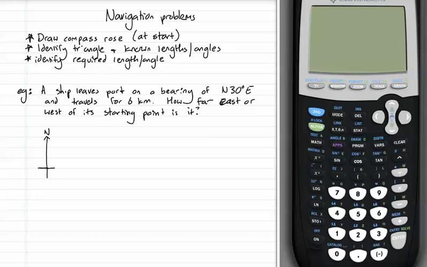So we draw a diagram of what's happened. A ship leaves port, so our port is at the center of our compass rose, and they're on a bearing of north 30 degrees east. Try to get it sort of accurate when you draw in the trip. So we're between north and east, and 30 degrees means we're a bit closer to north than east. Put in the angle that we know, and we know that distance was 6 kilometers.